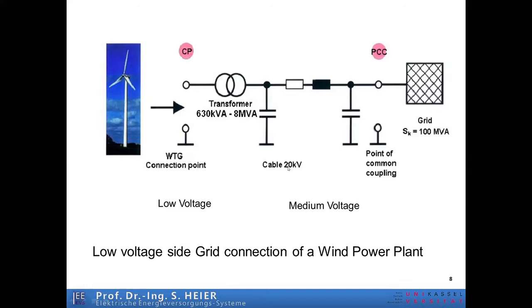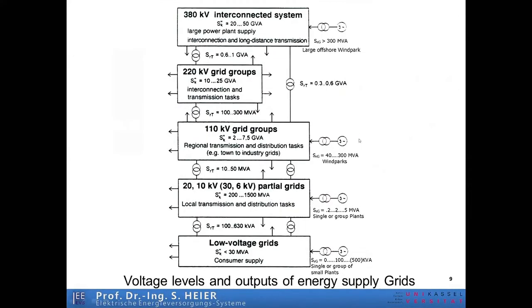For special wind farm grids we have the 30-35 kilovolt level, and then we come here to our grid. It means to the point of the common coupling, the point where the next consumers are switched to the grid. And here you can see the voltage levels.